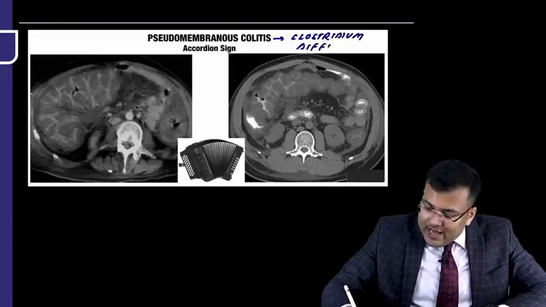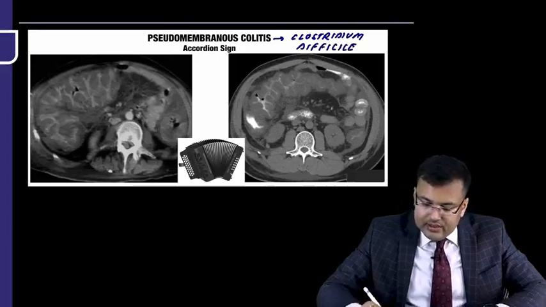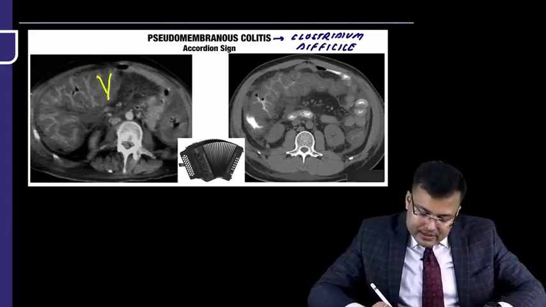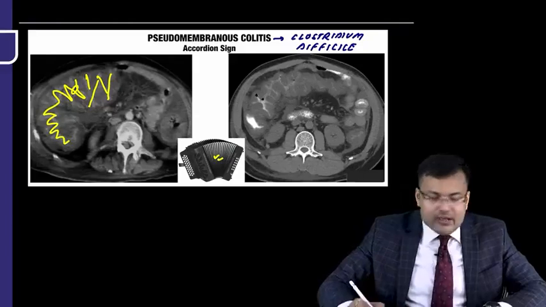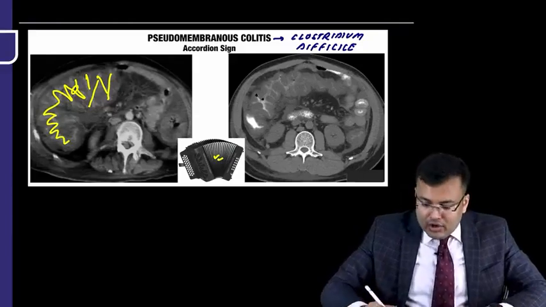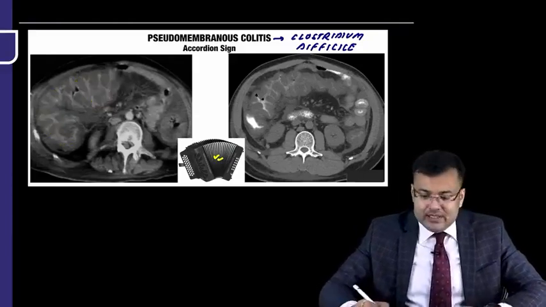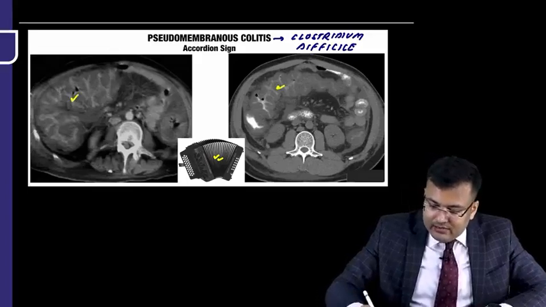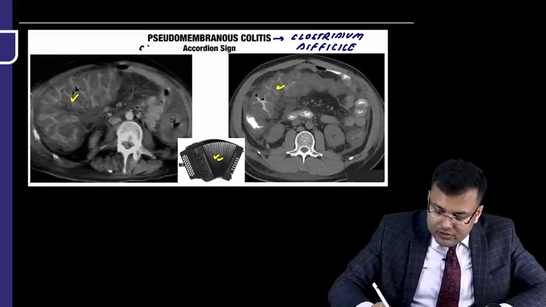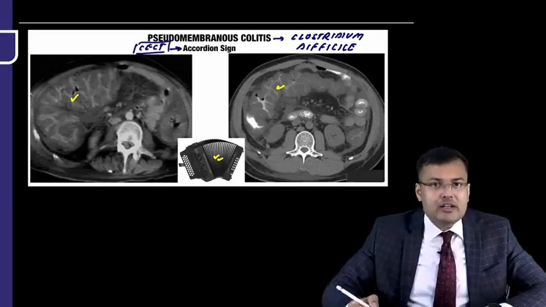Clear? And what is the characteristic appearance on CT? If you see this image, there is presence of pseudomembrane. This is the lumen. Clear? So this is pseudomembranous colitis, and how does it look? It looks like an accordion. So on CT, what kind of sign? You can see here, this is the accordion sign. In pseudomembranous colitis, on CT, there is accordion sign.